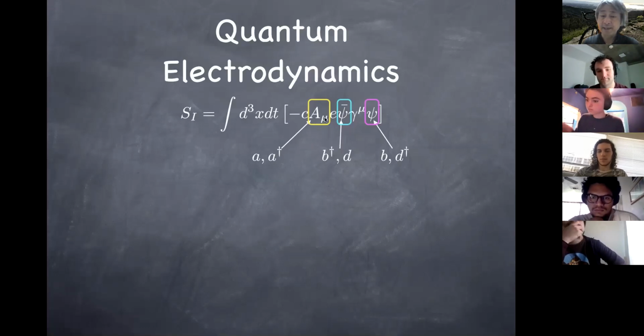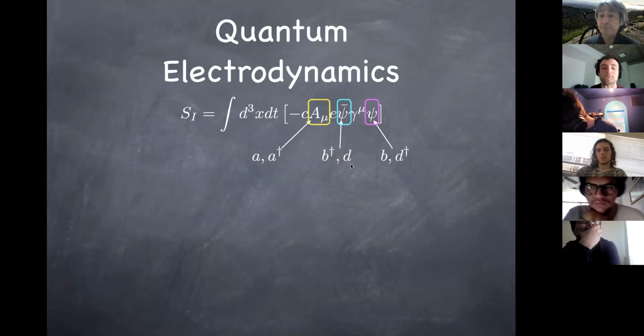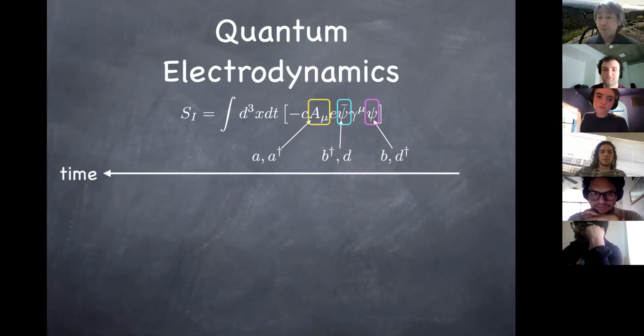So there is the vector potential field, which has the annihilation operator and the creation operator for photons. Here's the Dirac field bar, that's the Hermitian conjugate times gamma naught, one of these matrices, which contains the creation operator for the electron and annihilation operator for the positron. And the Dirac field here contains the annihilation operator for the electron and creation operator for the positron. So within this single term, there are actually 8 combinations of them. And we did look at each one of them.